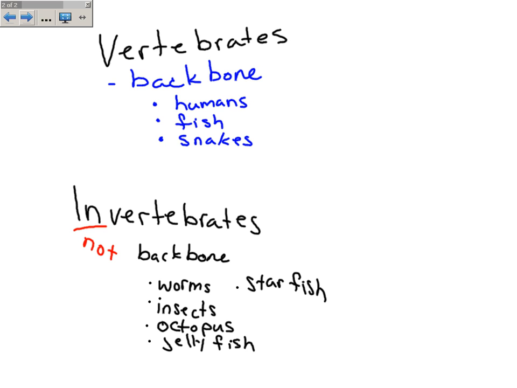So our vertebrates, remember, are animals that have a backbone. Our invertebrates do not have a backbone.